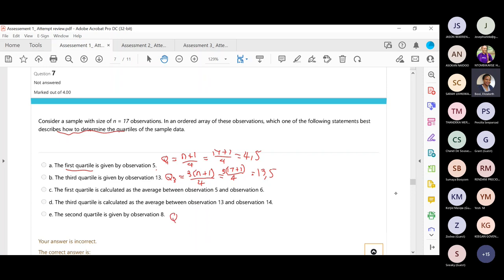Let's go to E. E says quartile 2. Quartile 2 is given by N plus 1 divided by 2, so it's 17 plus 1 divided by 2, which is 9. So we can see that A, B, and E are not the right ones. Now, if we have 17 observations, will C be correct? C says it lies between observations 5 and 6. It lies between observations 4 and 5, right? Not 5 and 6. It should be 4 and 5. And D says it lies between observations 13 and 14, which is correct.